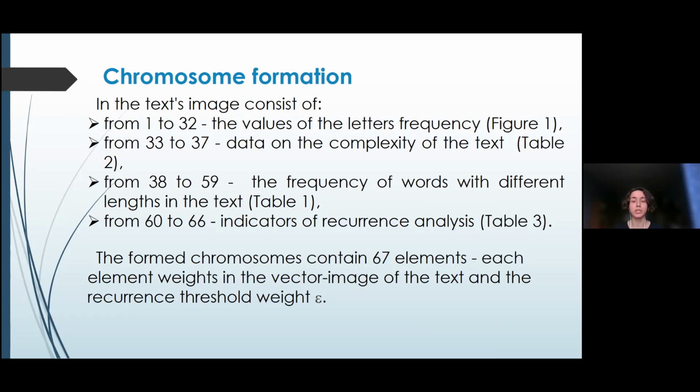And according to this text image, we formed a chromosome, which contains 67 elements. It is the weights of all these indicators, and the 67th element is the weight for the recurrence threshold, epsilon.